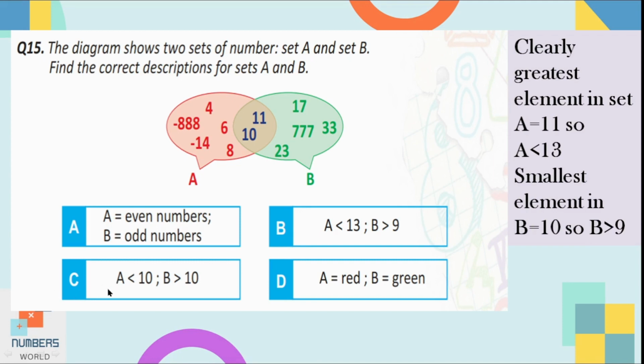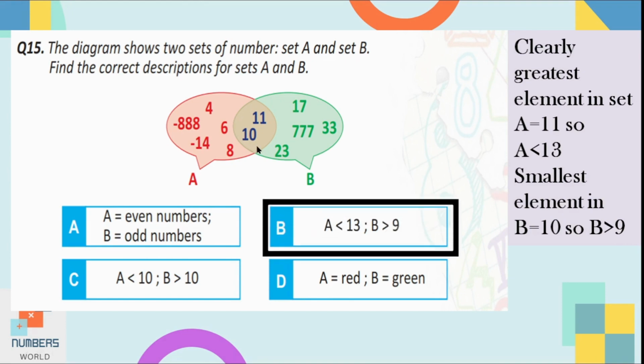Option C is that A is less than 10, which is incorrect because 11 is also part of it. So the last option is A is equal to red and B is equal to green, which is incorrect because the common elements are written in the center in blue color. So option B is the only correct option here.